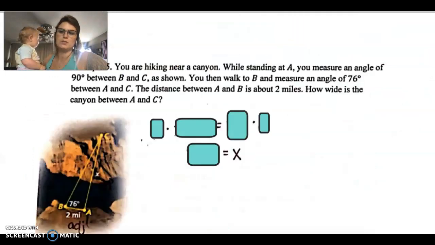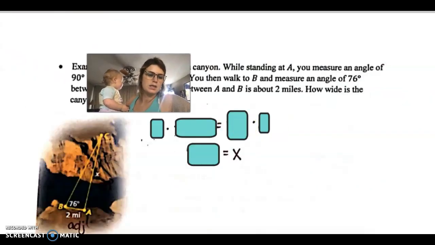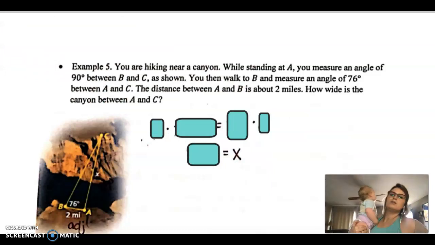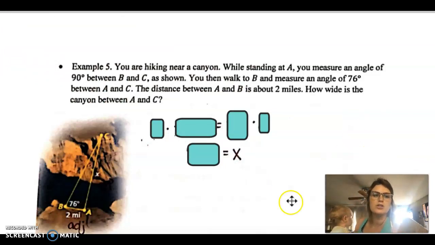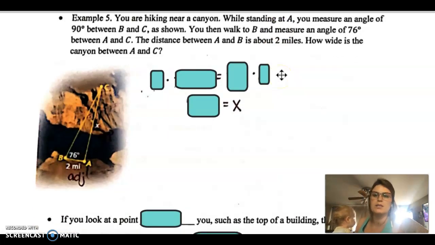Alright, last page. Let me move this again. So it says, example 5, you're hiking near a canyon. While standing at A, you measure the angle of 90 degrees between B and C as shown. When you walk to B and measure an angle of 76 degrees between A and C, the distance between A and B is about 2 miles. How wide is the canyon between A and C?